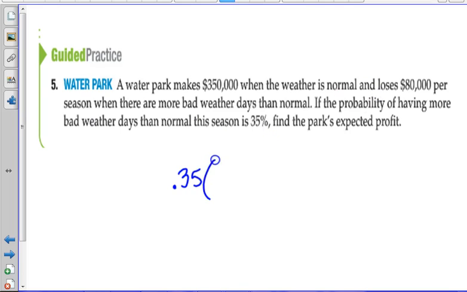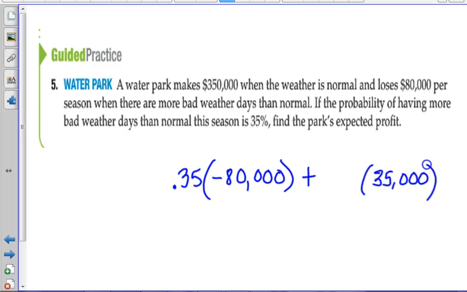They lose 80,000, so we'd multiply that by negative 80,000. Okay, the rest of the time, they make 350,000 in a season. Whoop, one more zero. Okay, we need a percentage. Everybody's good with where that comes from, right? The chance of a good season is 65%. All right, that's it. Add it up, see what you get.